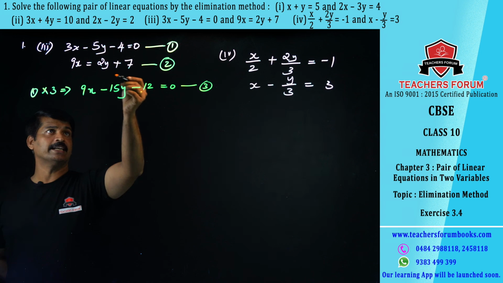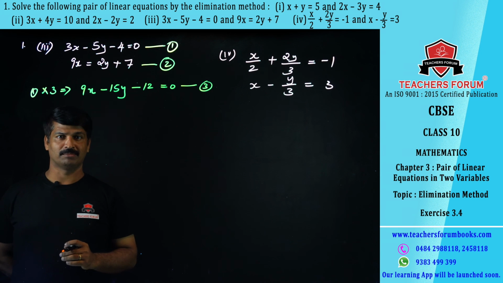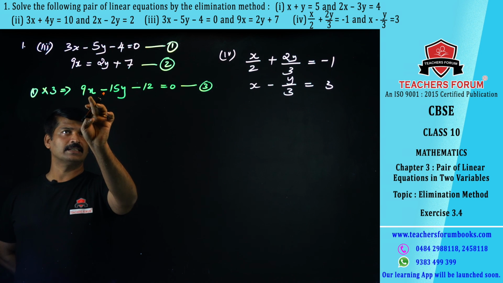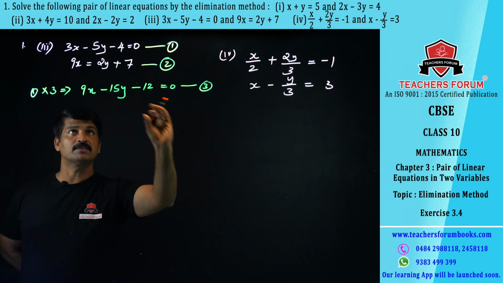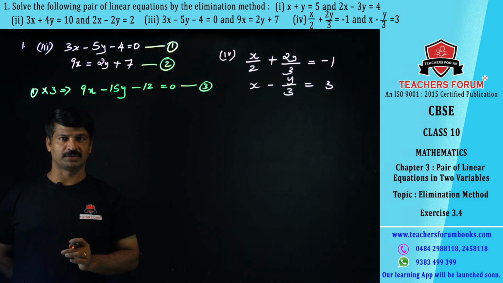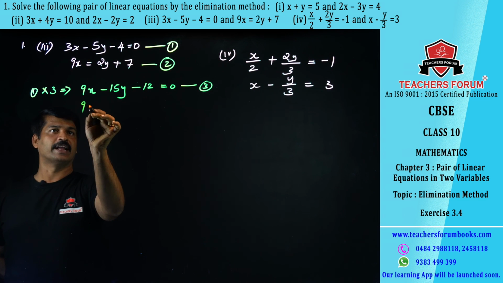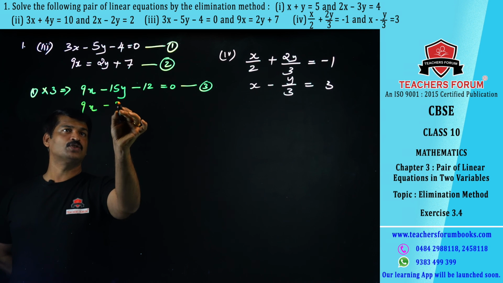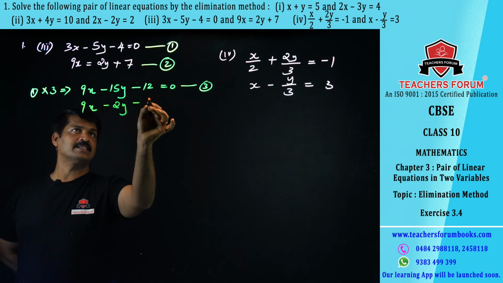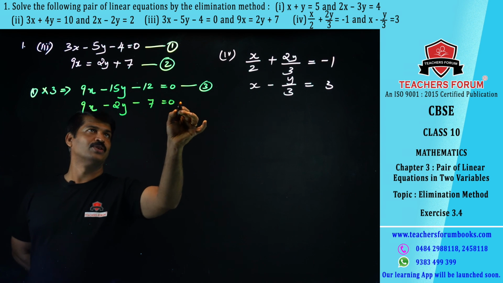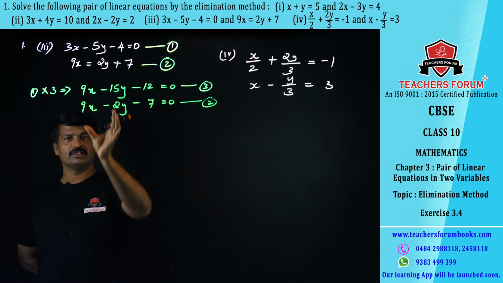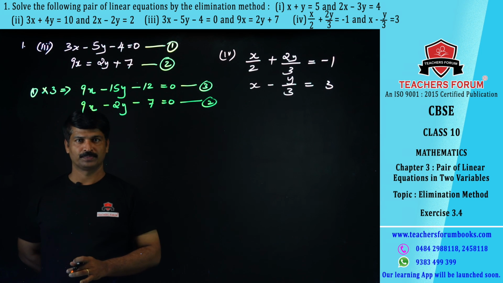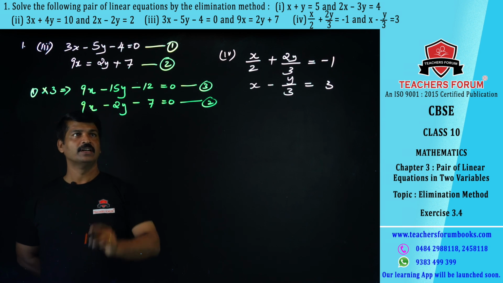Now you look at the second equation, that is not in the standard form, isn't it? In this form you have to write the second equation. Then the second equation becomes 9x minus 2y minus 7 equals 0. That is equation number 2. So we just rearranged equation number 2 in the standard form.